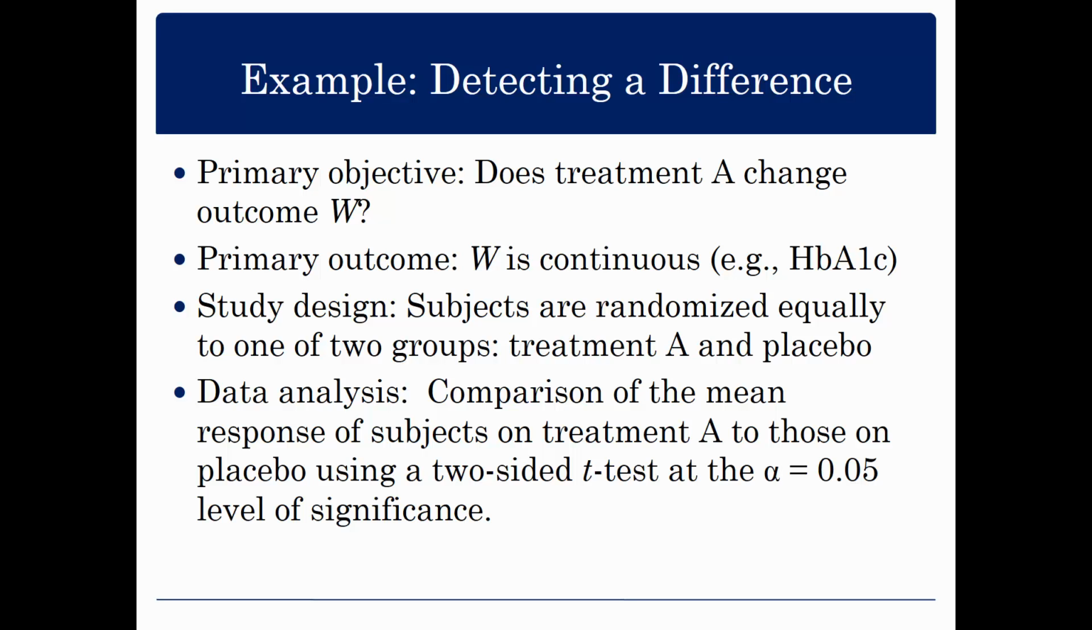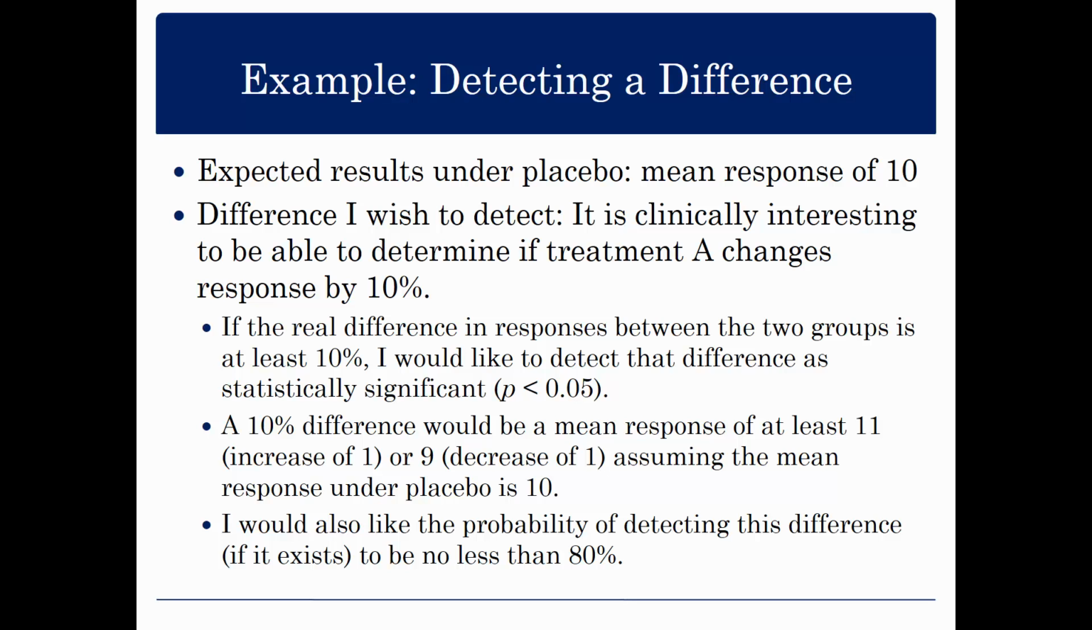I don't want to make a type 1 error. I want the chances of making a type 1 error to be less than 1 in 20. So this is all happening in the design phase. How do I go about determining what size the study needs to be?